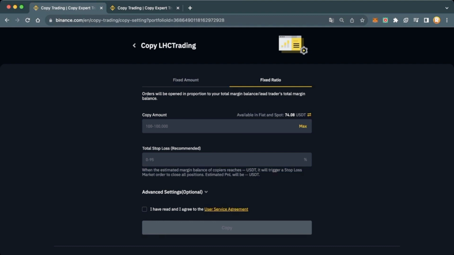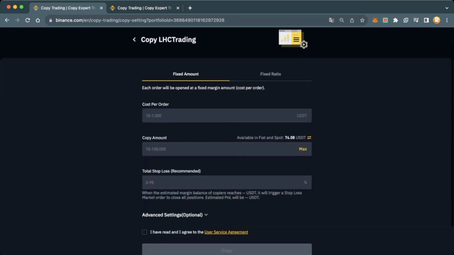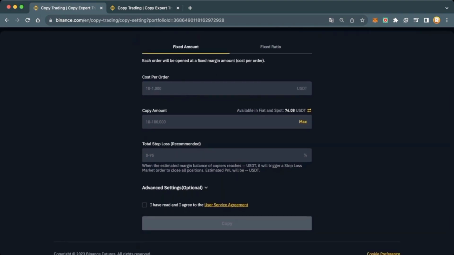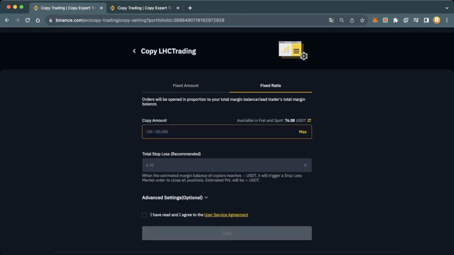Which one should you choose? With fixed amount, it's very simple. You know exactly how much you're copying each time. So $100 per trade. With fixed ratio, this could lead to different margin requirements for you because they have different margin requirements. They have a different amount of money. So I would just be careful with knowing how exactly you're trading. You just need to make sure that you have enough margin in your account to fund everything. So fixed ratio may be a little bit better to go for.